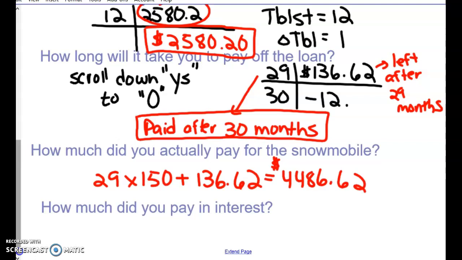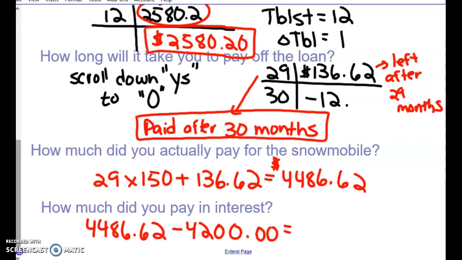Interest. So of course the interest is what did you pay overall? That's what the person paid overall. This is the actual cost of the snowmobile. So if we subtract the two, this is how much money went into interest.